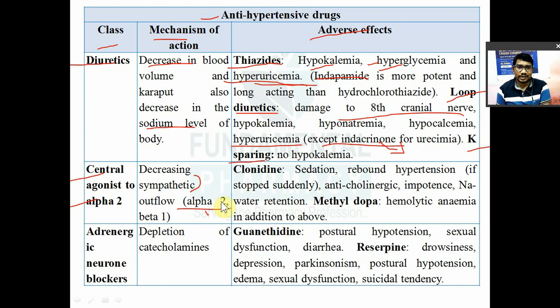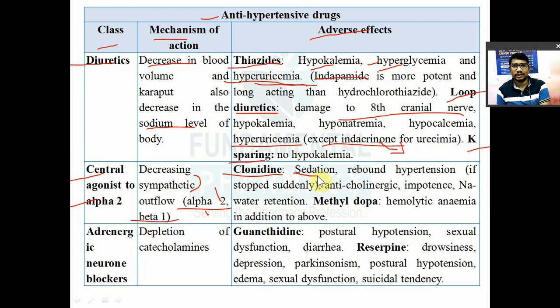So either central alpha 2 agonist or central beta 1 agonist. Central beta receptor is also involved in the control of catecholamines. So they will decrease the sympathetic outflow. In that, these are the drugs. So clonidine. What are the adverse effects of clonidine? As it is a central drug, it will cause sedation.